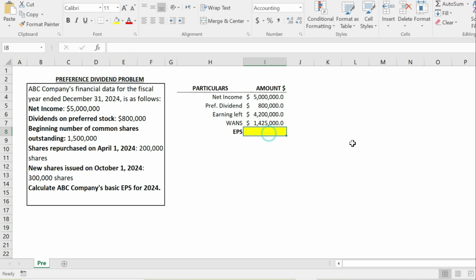Okay, now find the EPS. Now it's very easy: earning left divided by our WANS. So this is our earnings per share, which is $2.95. Hopefully you have understood this.